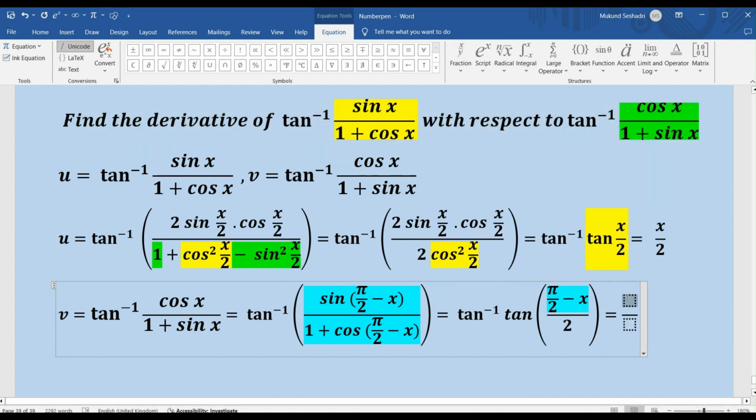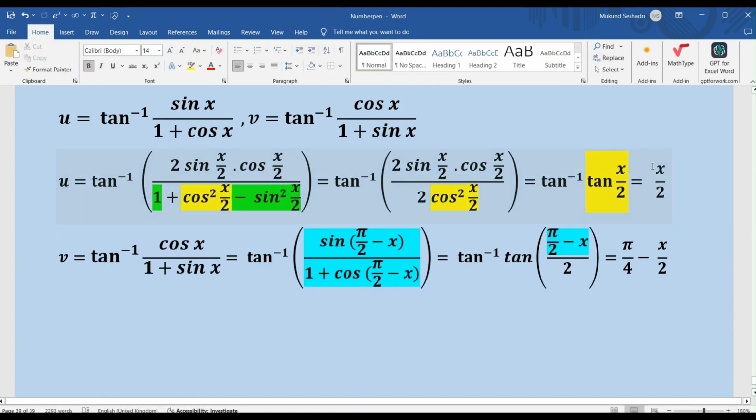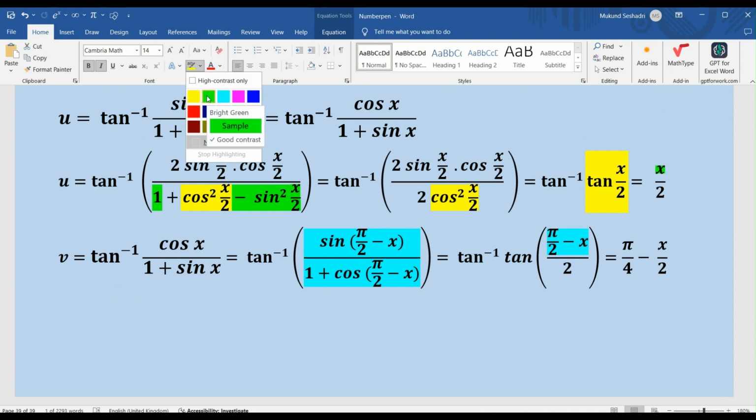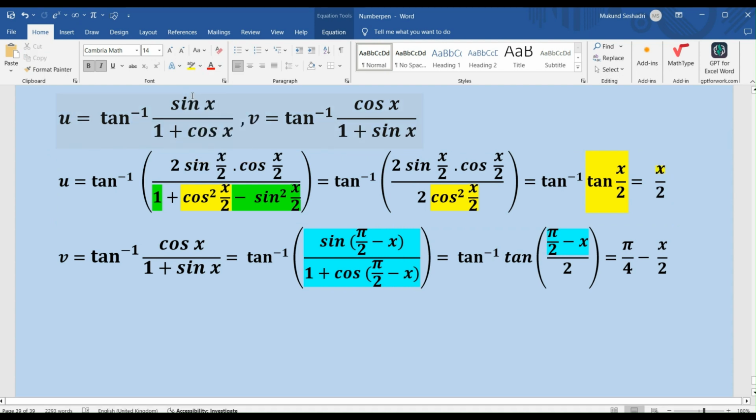So let's write down that. All that we have done is the final answer here in the previous step for you, right? Which I've highlighted in yellow again, is just replaced by pi by 2 minus x, right? We have not done anything else. So my final answer is pi by 4 minus x by 2 for v, right? So there I have my u and v.